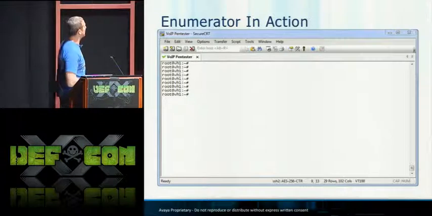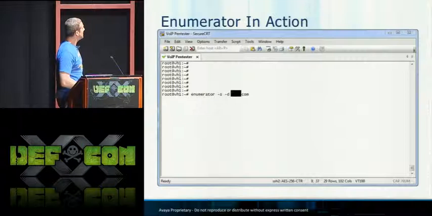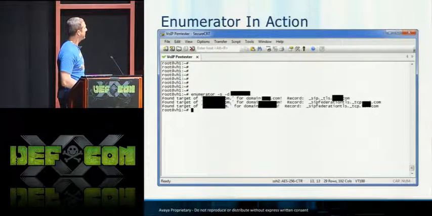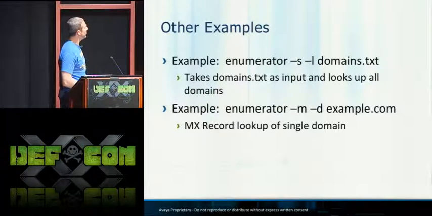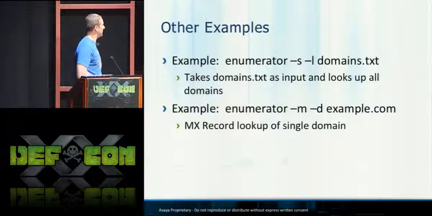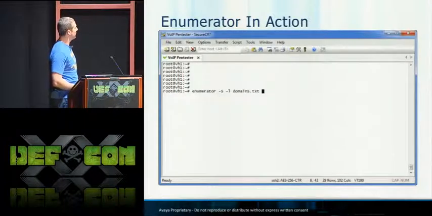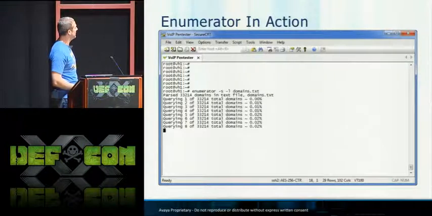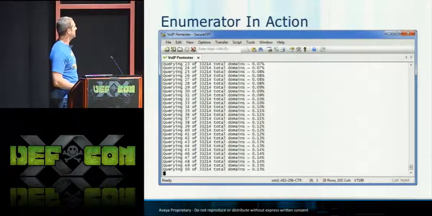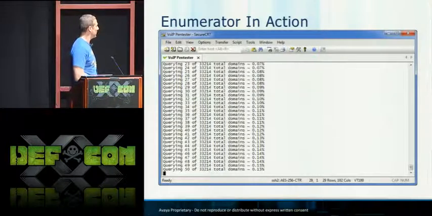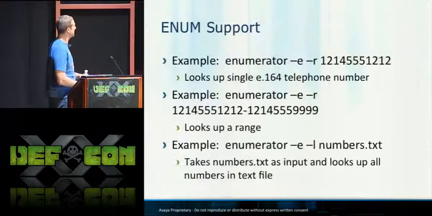So Enumerator in action. Let's take a look at just a couple of screenshots. We have a domain, the DNS SRV lookup for a single domain, and it returned the records there, the targets. Then we can do the input domain list right there, and the MX records as well. Here's what it looks like for the input list. If you have a large file, it'll just start querying through until it gets to the end at 100%, and then it displays all its statistics.